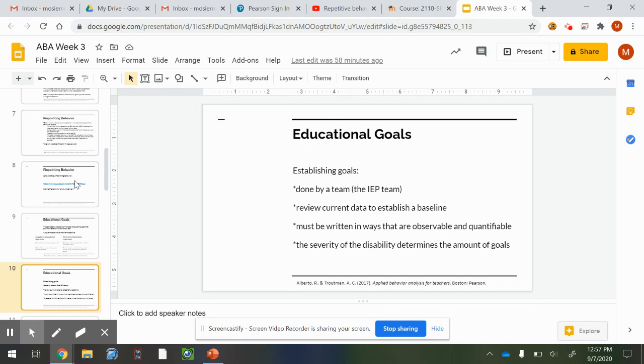Educational goals are written by the IEP team. Typically, the school IEP team, based on the data that they've collected, will have a goal in mind, but the IEP team with the parents and the whole team present are actually the ones that decide and determine that goal.